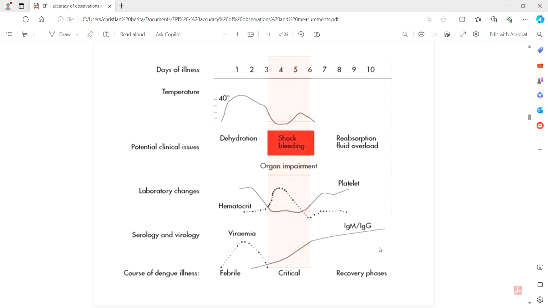Similarly, your dengue NS1 will only detect the illness during the first 48 hours of fever because this corresponds to the period of viremia. And that's the only time that your NS1 antigen will be detectable because the NS1 antigen is a viral product and therefore it will only appear during the period of viremia. Okay.